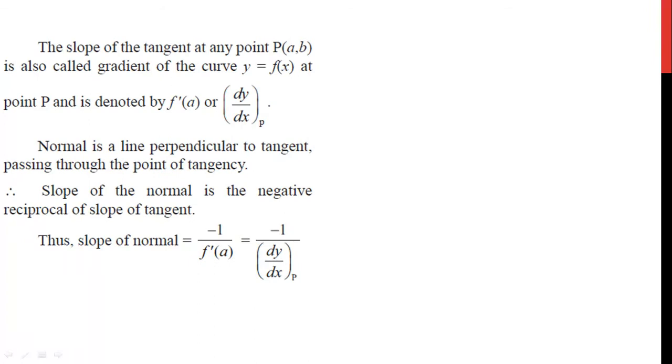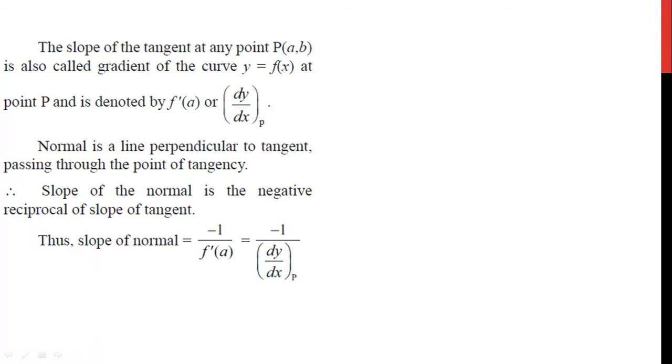Now the slope of the tangent at any point P is also called the gradient. So remember this word also, that is slope of the tangent means gradient of the curve y is equal to f of x at a point P, and it is denoted by f dash a, or you can write dy by dx at point P. See, it is shown here.